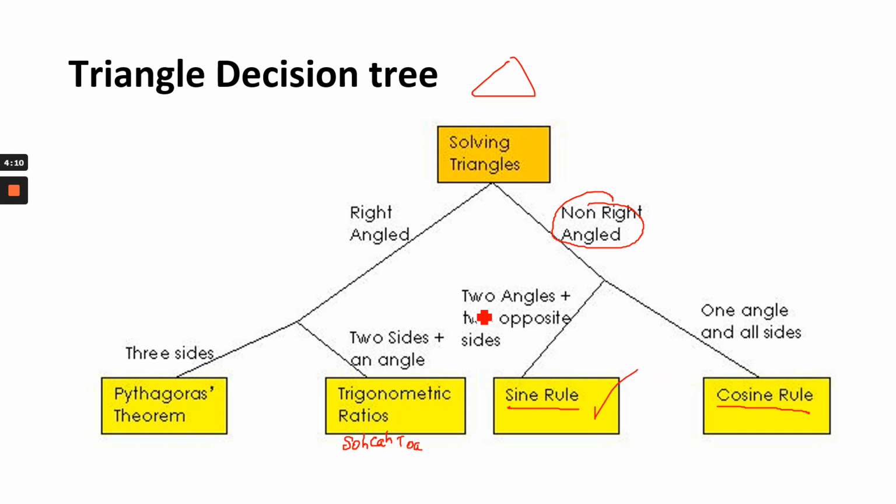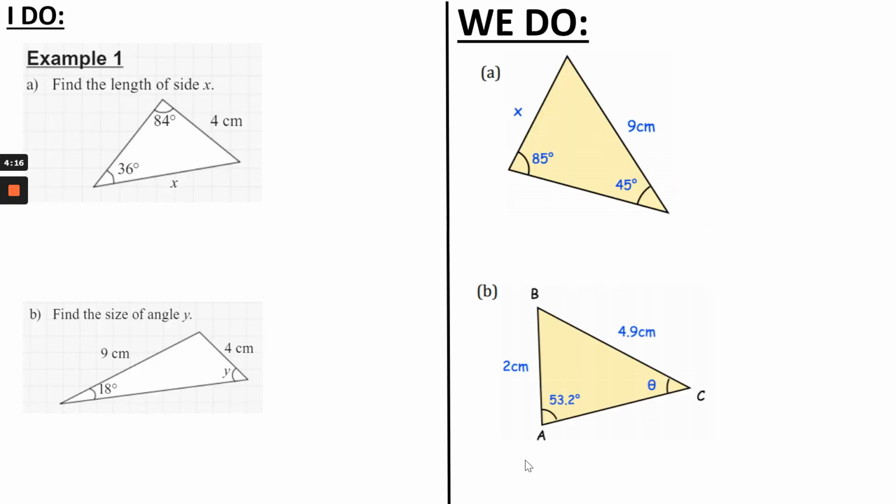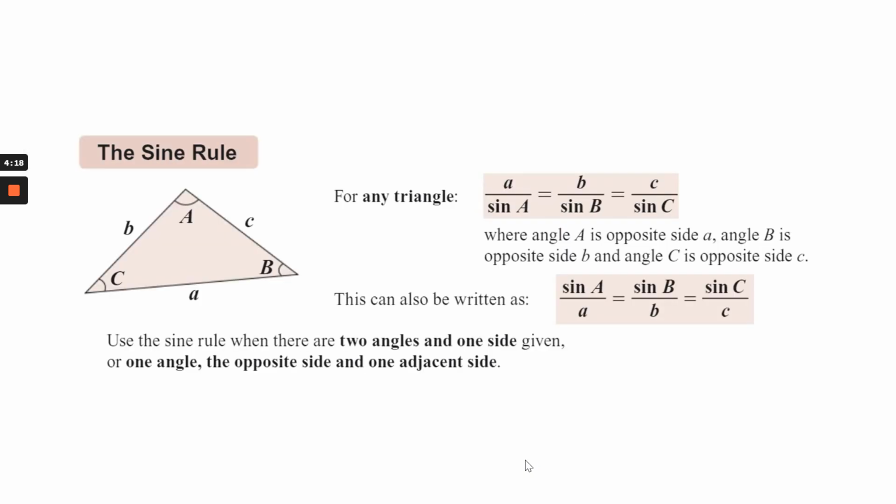And in order to use the sine rule, you need 2 angles and 2 opposite sides. That's when we're trying to use the sine rule. So if I go to this one, can you copy these 2 formulas out? So what I would like you to do is to copy this triangle here.